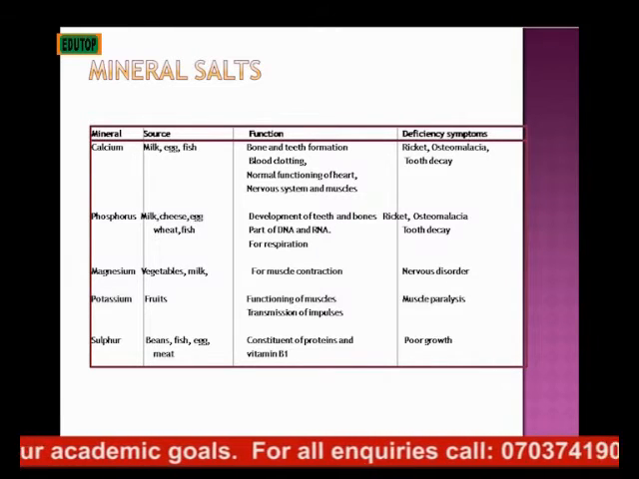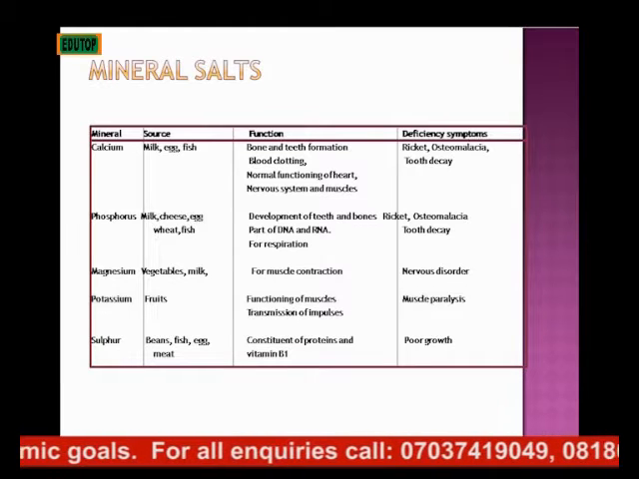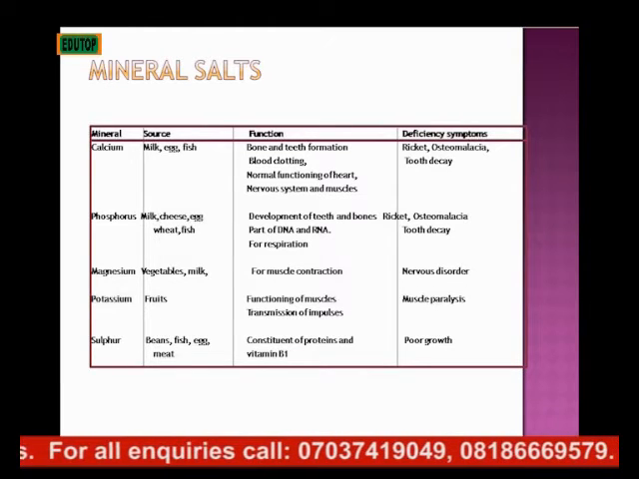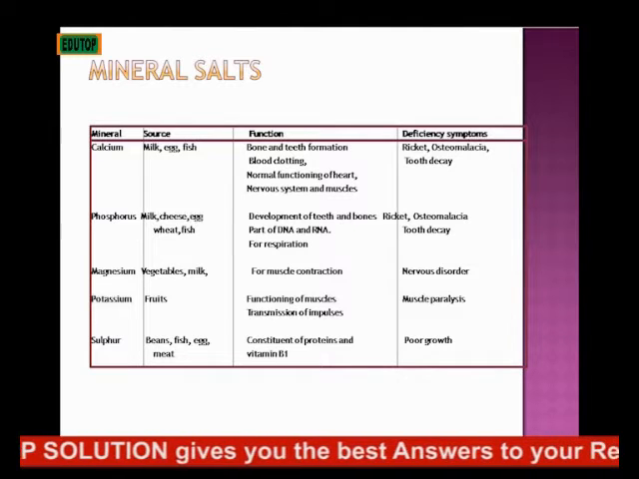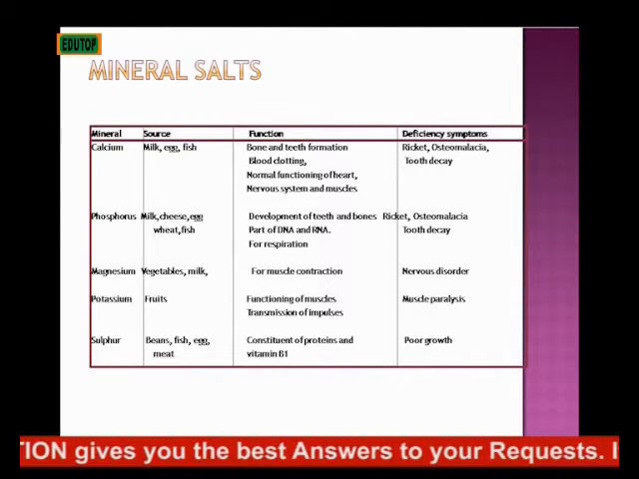Then the next mineral salt is phosphorus. Where can we get phosphorus? Which food can supply phosphorus? We have your milk, cheese, egg, wheat, fish. You can get phosphorus from this food. Then what is their function?